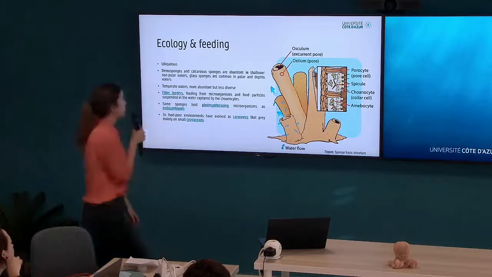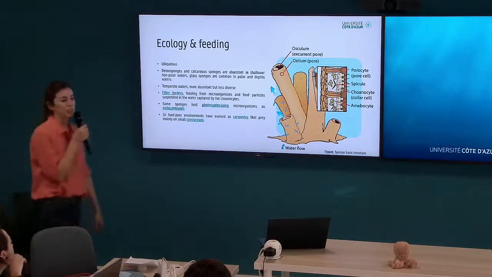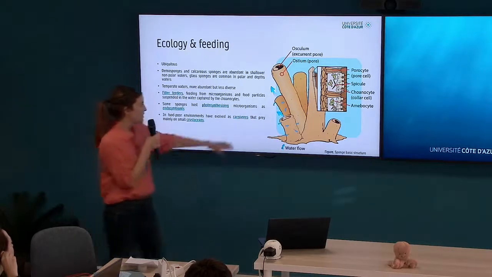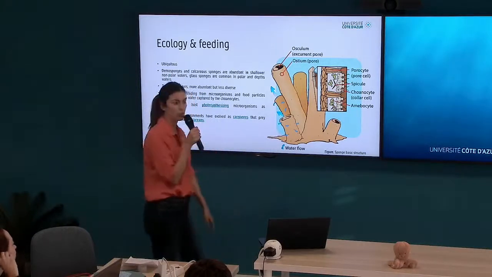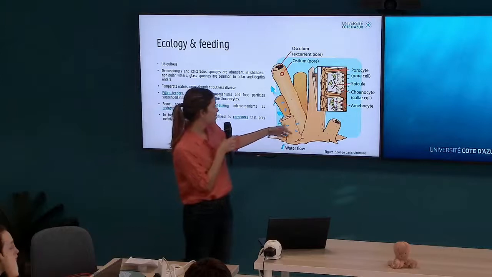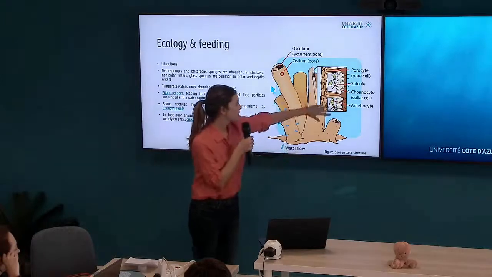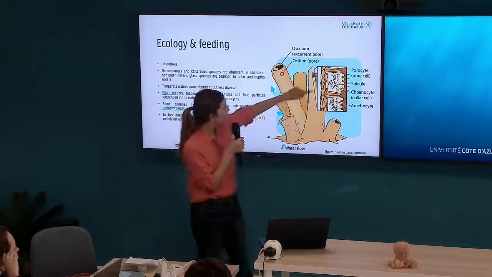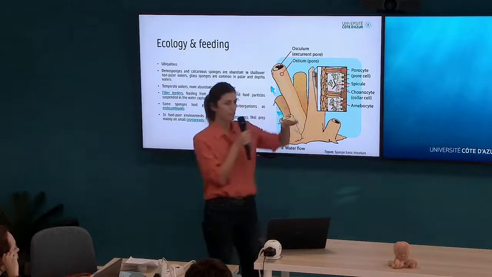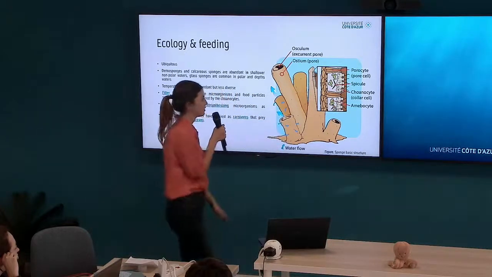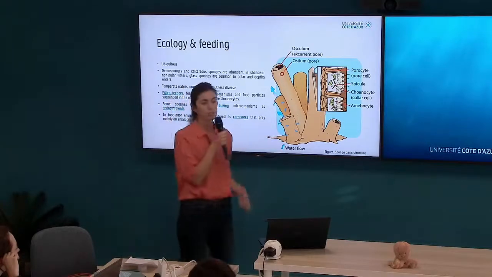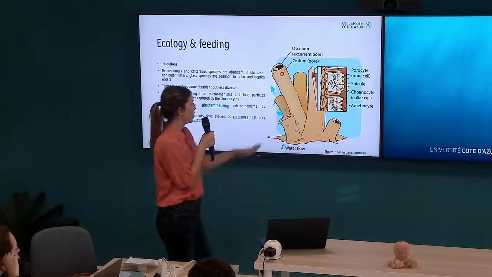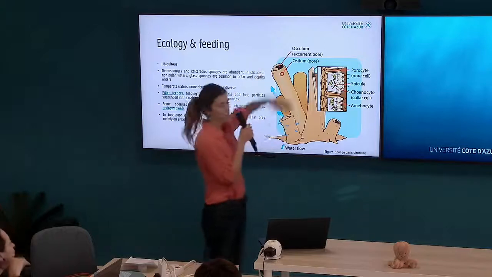Then regarding their feeding, well, sponges are filter feeders. So here we can see in the diagram, we have the pores that are called ostium or ostia, where the water enters. And here we can see some cells. We have these ones that are called choanocytes, that have this flagellum, so they're going to be generating the water current. And they're going to be filtering all the food particles that are in the water. And then the water will be going out through the osculum.